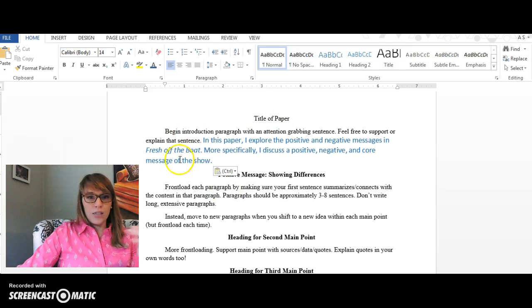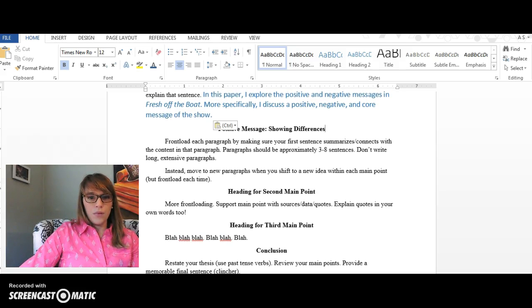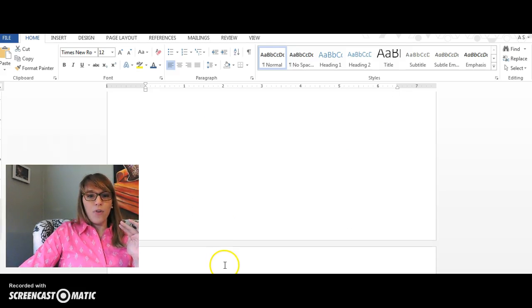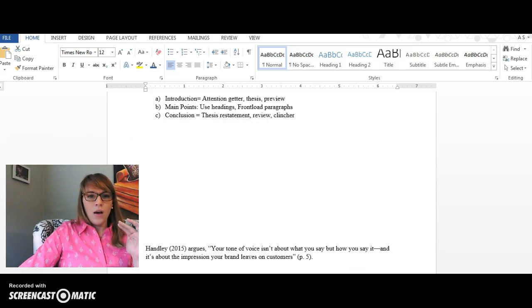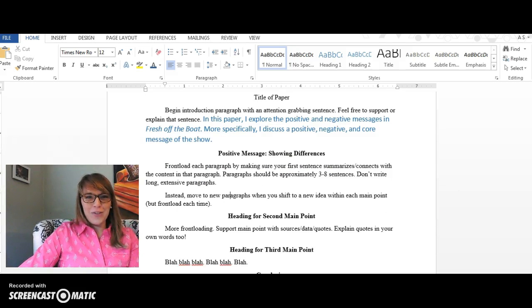So accomplishing this, reading this, and accomplishing that would be a very organized introduction paragraph. Then I would move over here to my first main point and note that the first sentence of every paragraph should be front loaded, okay? So by front loading, I'm trying to find, I think I wrote that sentence. Oh, I know where I wrote it. Okay, sorry for that confusion.